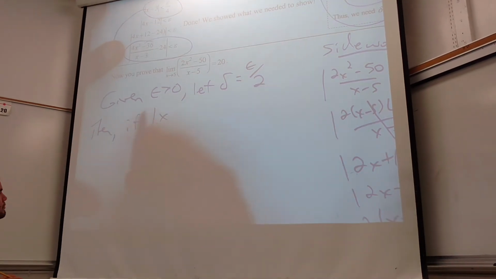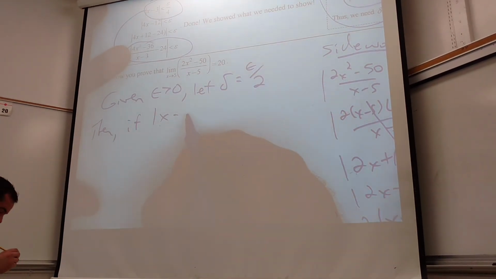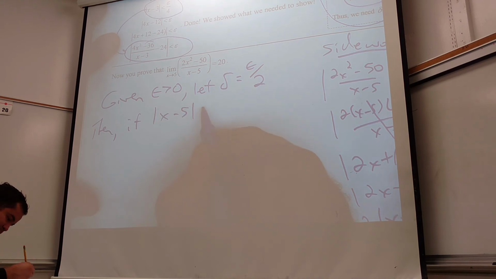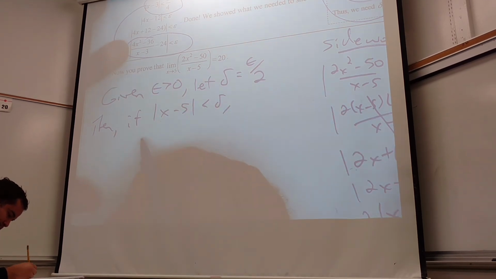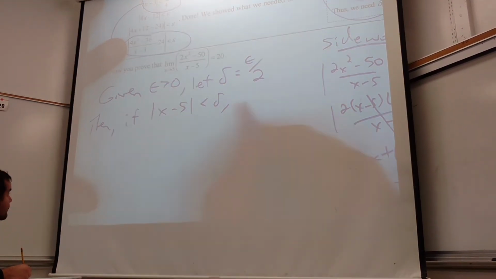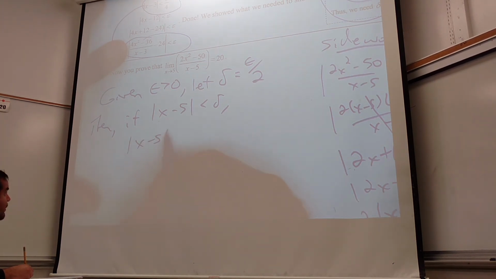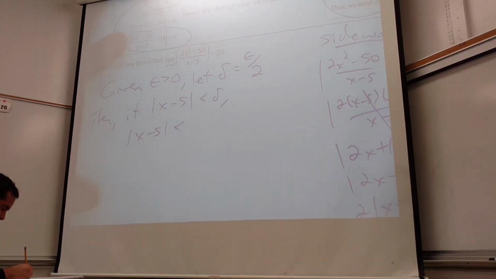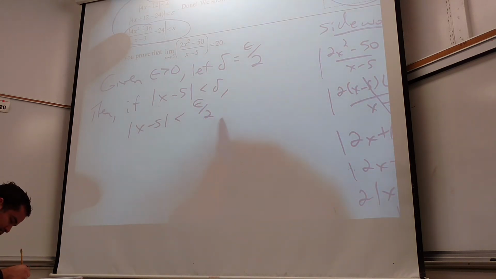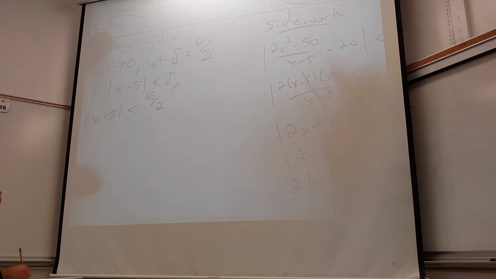Given epsilon, let delta. Then if x minus 5 is less than delta, what does that have to lead to? If x minus 5 is less than delta, that means x minus 5 is less than what? What's delta? Epsilon over 2. And we can immediately multiply the 2 back, right?